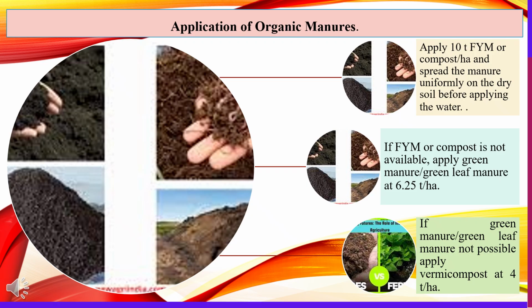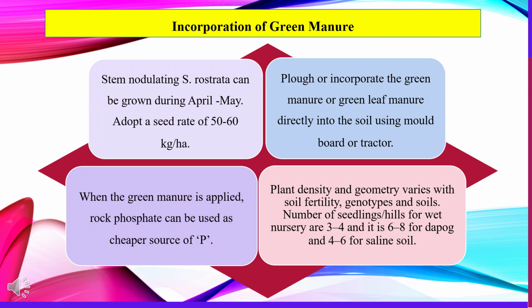If FYM or compost is not available, apply green manure or green leaf manure at 6.25 tons per ha. These improve soil fertility by adding organic matter and nitrogen. If green manuring is not possible, apply vermicompost at 4 tons per ha, which provides readily available nutrients and beneficial microbes.